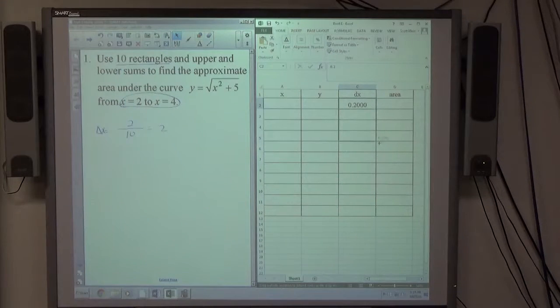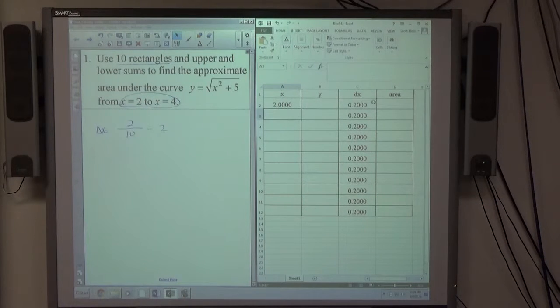I'm going to scroll this all the way down. With upper and lower sums, you want to have exactly one more row than the number of rectangles. So you can see I've got 11. If you look up in the corner, when I select, it will say 11 rows. So you want to make sure you have 11 rows there. The first x is whatever the beginning of the interval is, so that's x equals 2. So I put a 2 here.